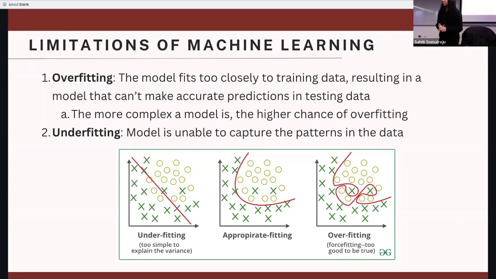And then another issue that machine learning models can run into is underfitting, where it just isn't able to capture the patterns in the data at all, as seen in this figure. And so you kind of want to find that sweet spot.